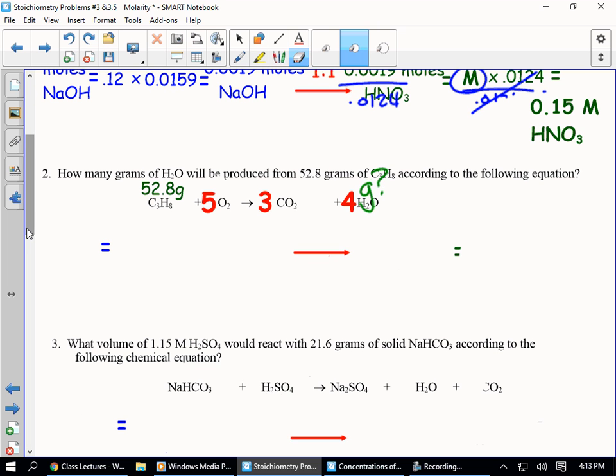So whenever you see a stoich problem, you want to see what can I put into grams. So I'm going to say moles of C3H8 is equal to the mass of C3H8 over the formula weight. Hopefully you have a calculator and a periodic table. Go ahead and do 3 carbons and 8 hydrogens for me.